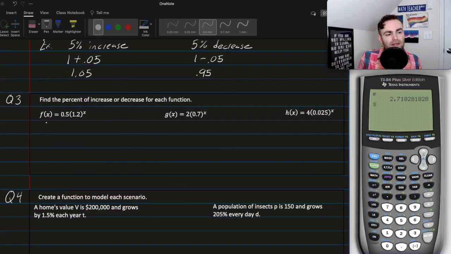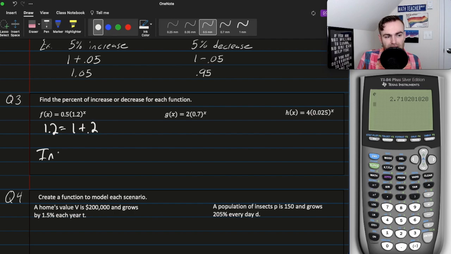So I already know that 1.2 is 1 plus 0.2, so this is an increase of 20%. Again, when you write that, it's nice to write it as a percentage. It puts it more in context. Here, pretty easy. 0.7 is equal to 1 minus 0.3, so that would be a 30% decrease.